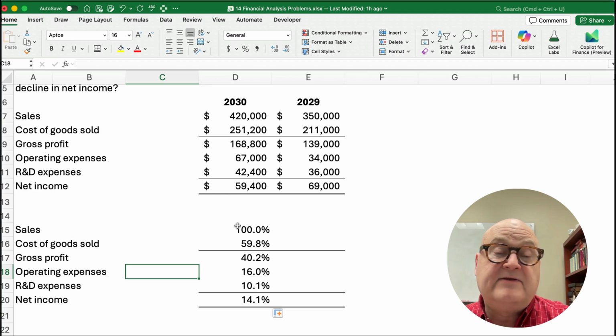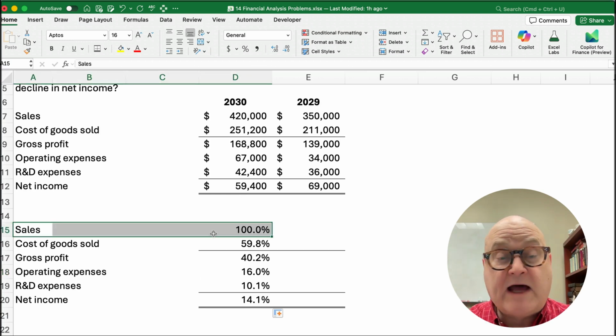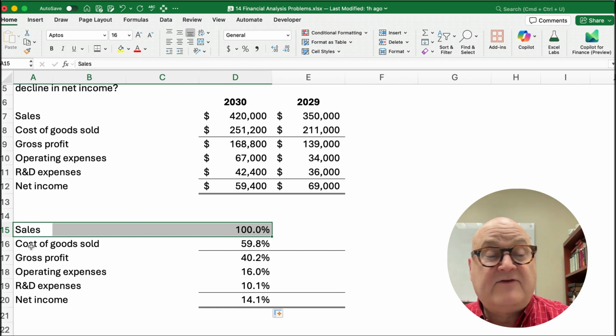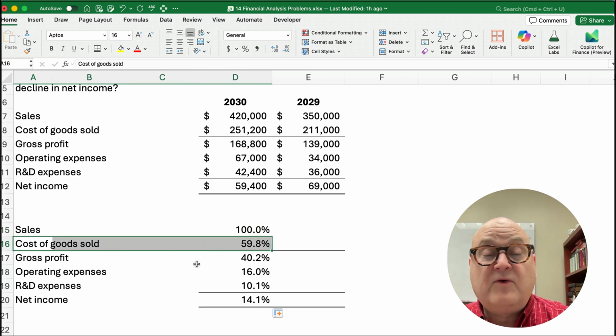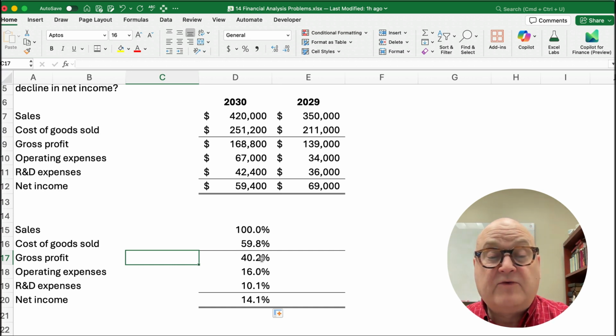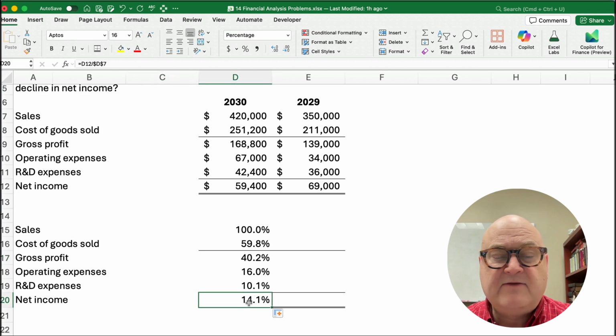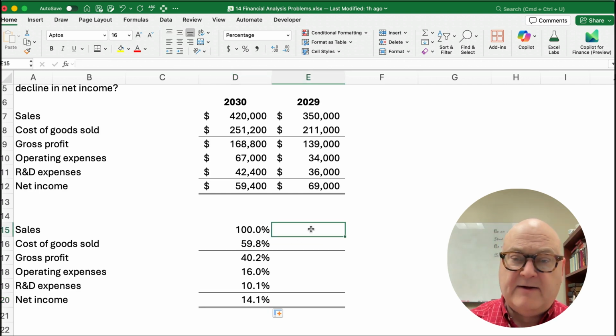So what it's saying is that my sales are essentially $1 or 100%. If our sales are $1, then our cost of goods sold is like 59, almost 60 cents. Our gross profit is 40%. Our operating expenses are 16. Our research and development is 10. And our net income is 14 cents on every dollar. So this is how we do a common size, and we're going to do the next year the same thing, and then we can compare.